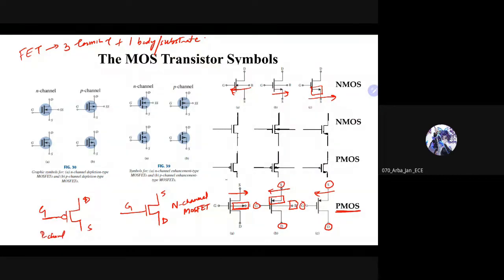So PMOS वो मैंने यहाँ पे दिखाया है. You have a bubble here, so it is P channel MOS, but if you have no bubble on the gate, then it is NMOS. These are the PMOS and NMOS symbols.